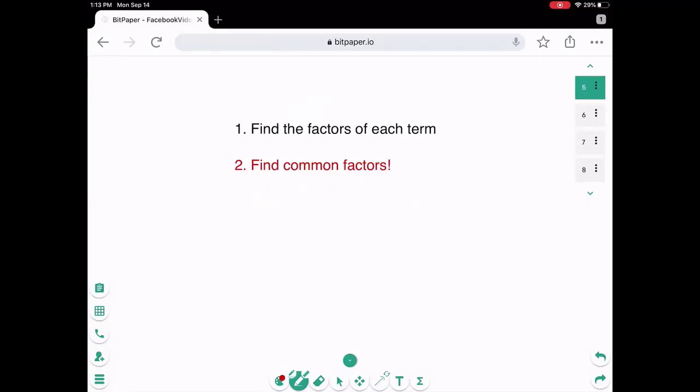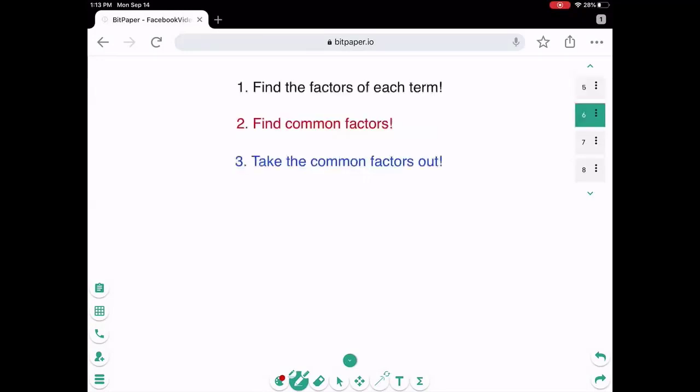And if we find those factors in common, the third and final step here is we're going to take those common factors out so that they're on the outside of our parentheses instead of inside. And I think the easiest way to do this is to take a look at it using some practice. So let's jump over here to our manipulatives and some number tiles.